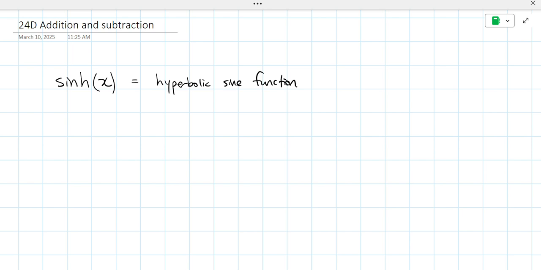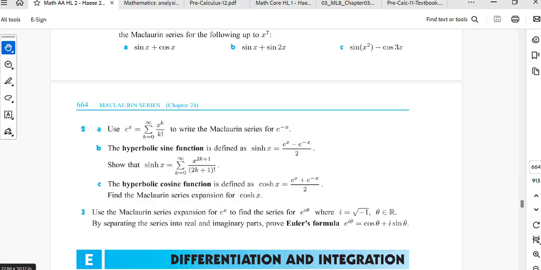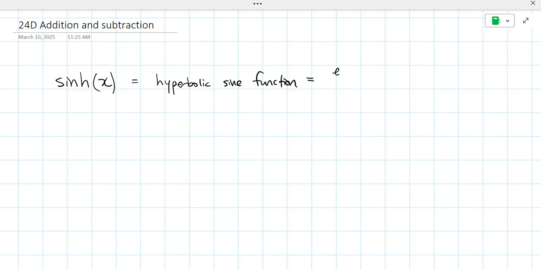I have no idea where this is used, but probably in higher level math or higher level physics courses, could be used in hyperbolic sine functions. But what's more important to us is, what is this defined as? According to the textbook, sinh of x is equal to e to the power of x minus e to the power of negative x, divided by 2.